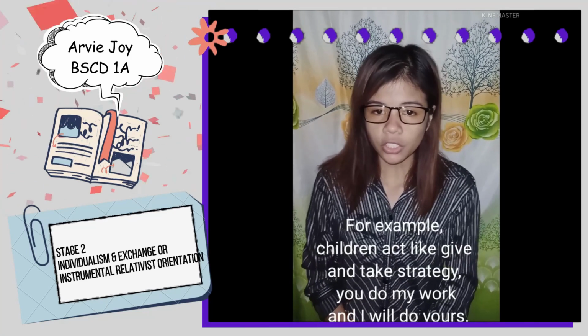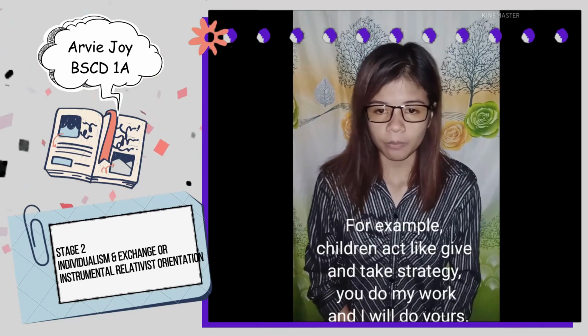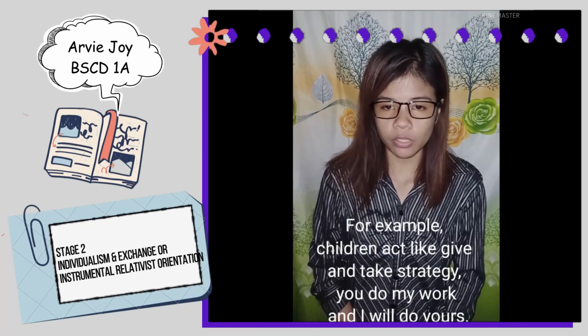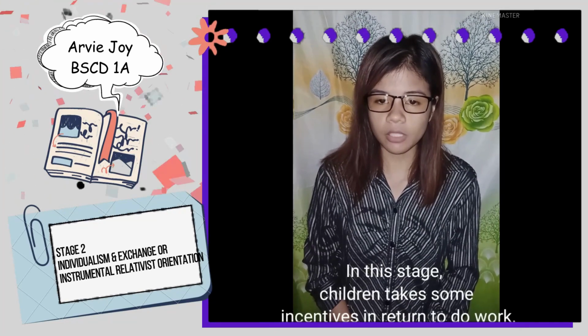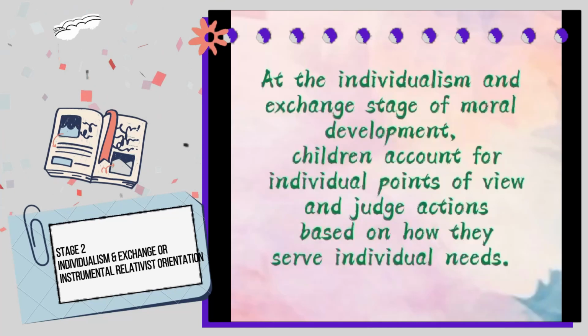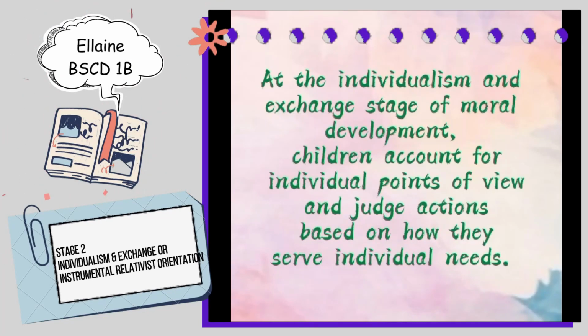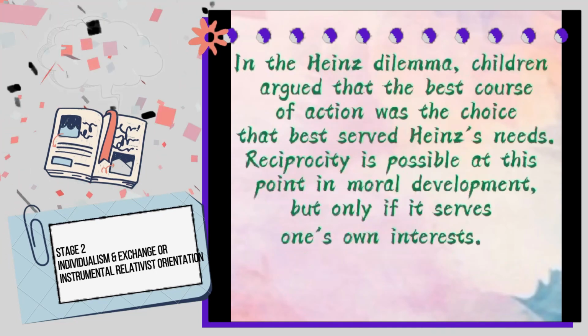For example, children act with a give-and-take strategy. You do my work and I will do yours. In this stage, children take some incentives in return. In the individualism and exchange stage of moral development, children account for individual points of view and judge actions based on how they serve individual needs.